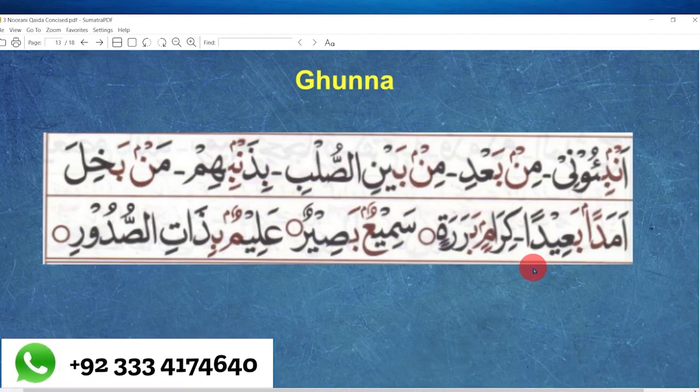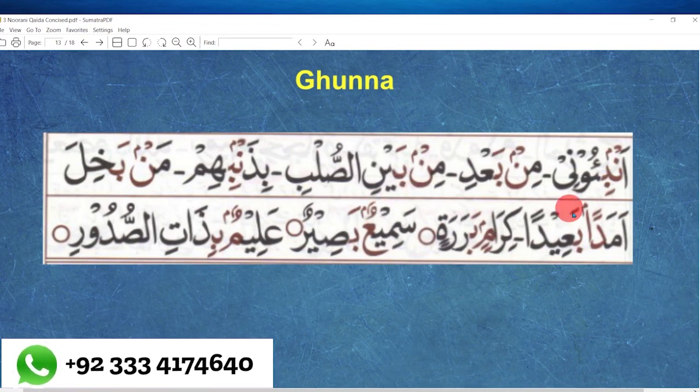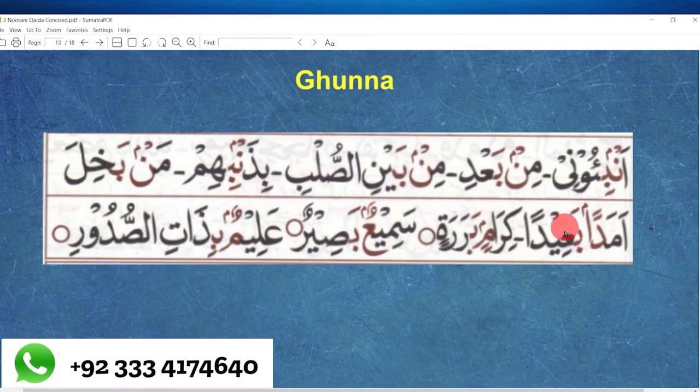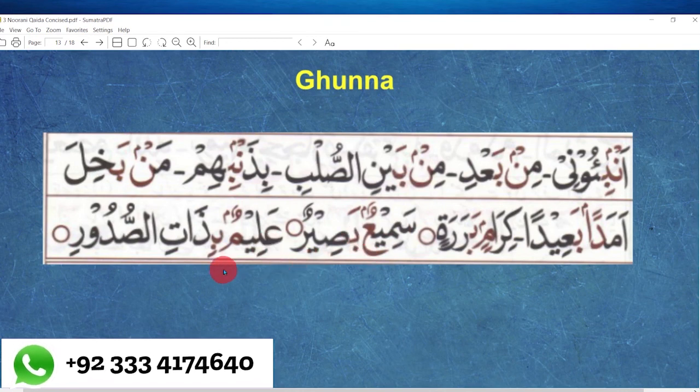Amadam ba'ida. Same is the case with 2 zabar, 2 zer, 2 pesh. If a letter has a 2 zabar or 2 zer, 2 pesh and the next letter is a small meme, we ignore the 2 zabar. We turn it into single zabar or single zer or single pesh and we connect that letter with the small meme, applying gunna here. So amadam ba'idan kiramim bararah. Remember, the round ta turns into ha when we stop. So, Sami'un Basir, Alimun Bidatis Sudur.